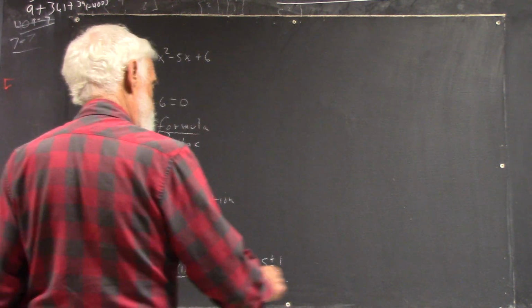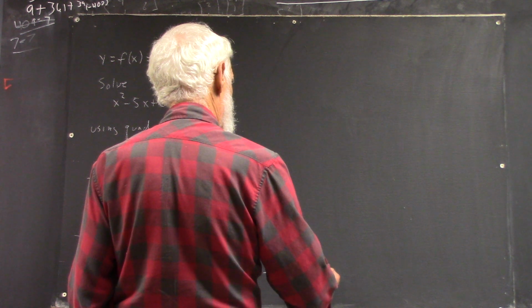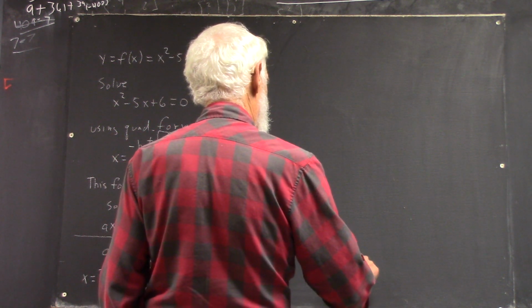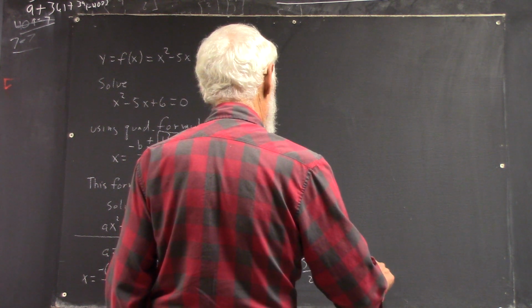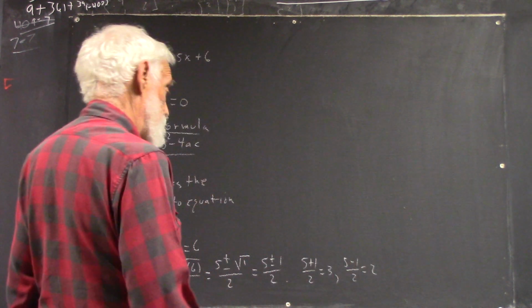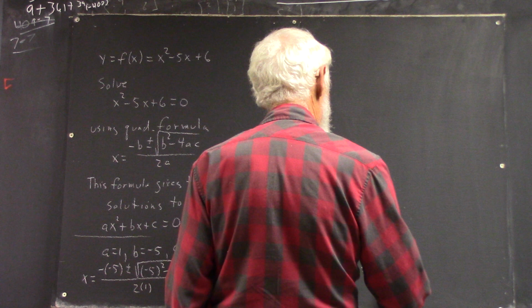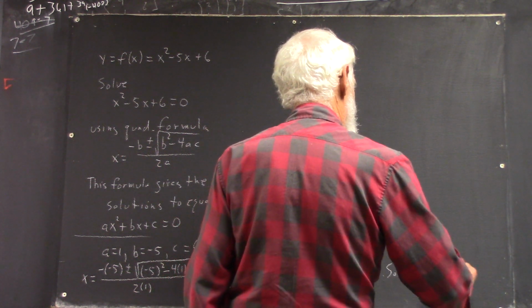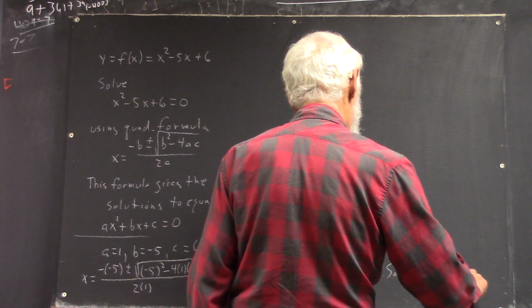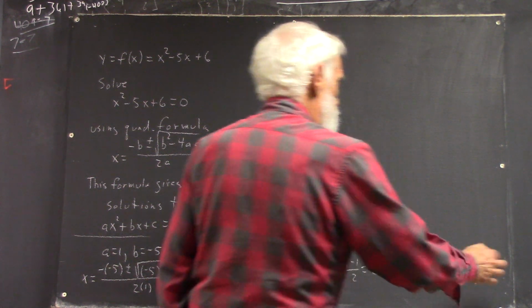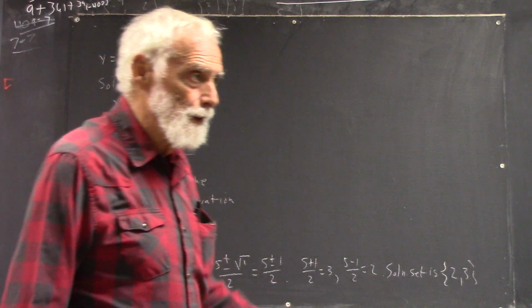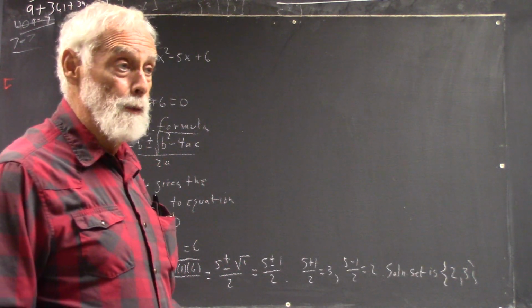Now, 5 plus 1 over 2 is 3. 5 minus 1 over 2 is 2. And we write the solution set using set braces, and we put the solution in those braces. That's how we write a solution set to an equation.